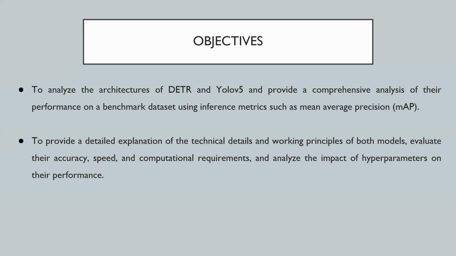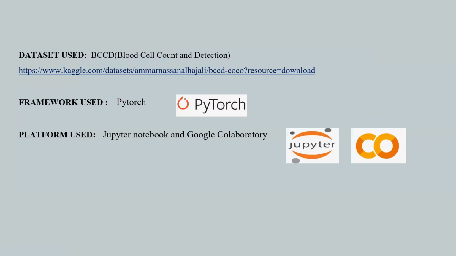The other set of objectives include to analyze the architectures of DETR and YOLO V5 and provide a comprehensive analysis of their performance on a benchmark dataset using inference metrics such as mean average precision and IOU scores. To provide a detailed explanation of the technical details and working principles of both the models, evaluate their accuracy, speed, and computational requirements, and analyze the impact of hyperparameters on their performance.